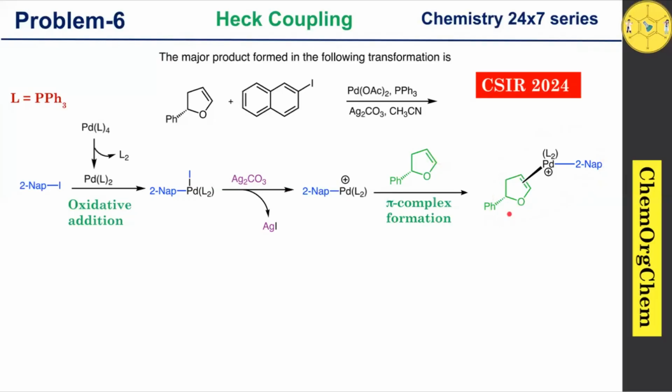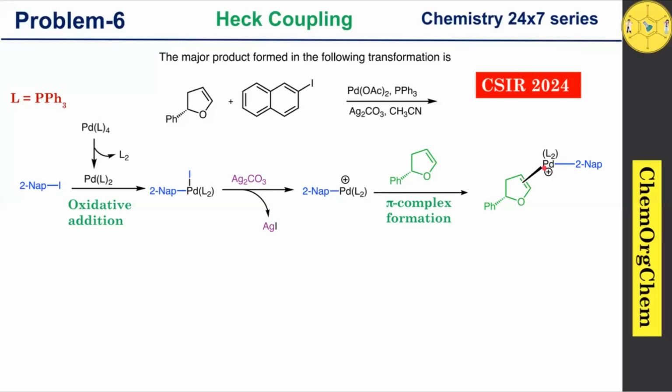Now the next step of the reaction will be a carbopalladation reaction. Here also we need to sort out regioselectivity. We need to think about where this palladium should move and where this 2-naphthyl ring system should move, since there are two positions. For that we need to think about the electronics of this alkene. Here you can see that oxygen has a lone pair of electrons, therefore that lone pair should go here, resulting in this position being electron rich and this position being electron deficient.